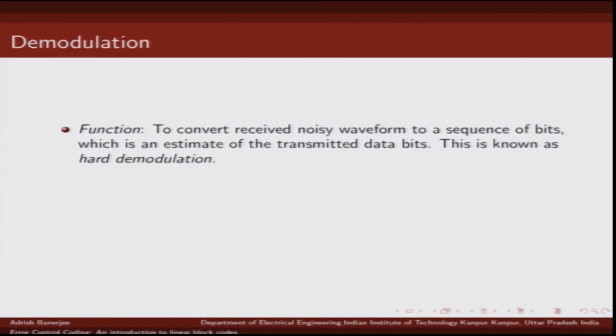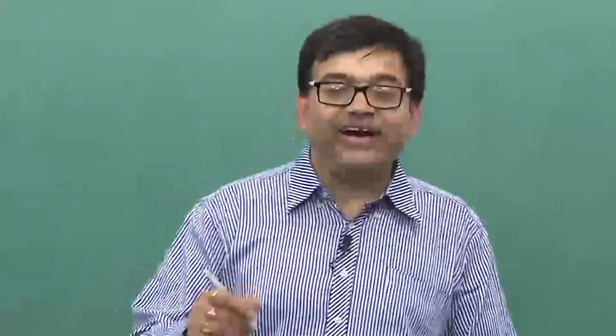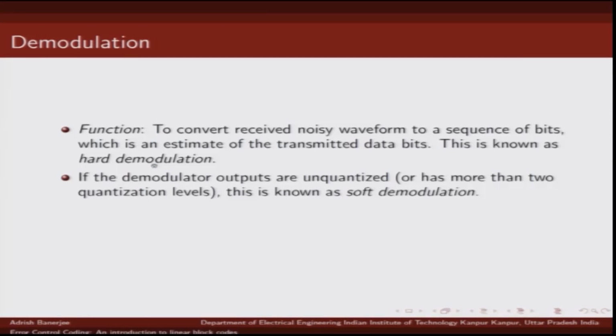Now, the next block in our digital communication system was demodulation. So, what does demodulation do? As a result of passing through the communication channel, what we get is a very noisy waveform, and from that noisy waveform, we want to get an estimate of what the transmitted bits are. When we try to demodulate to get back the original bits, zeros and ones, that is known as hard demodulation. There is also something called soft demodulation.